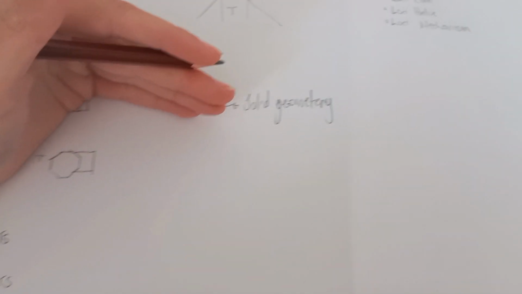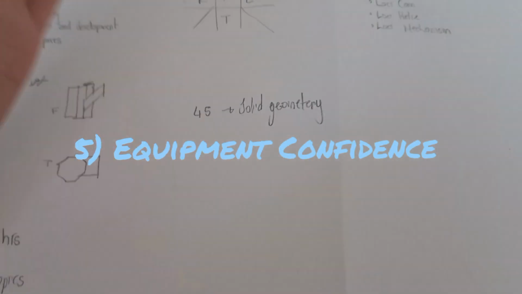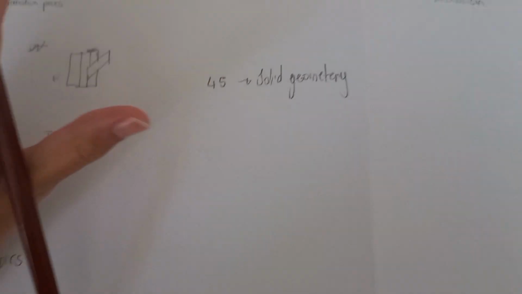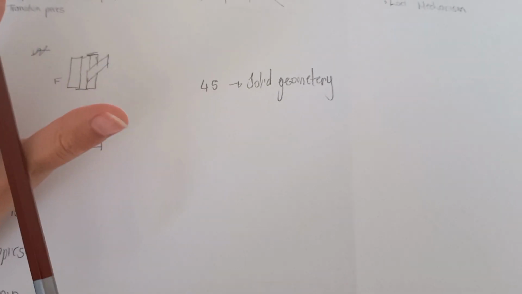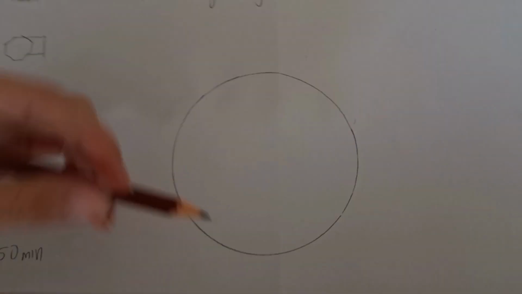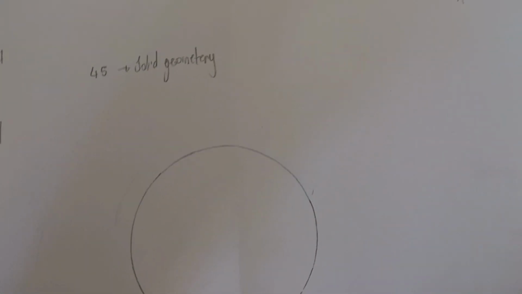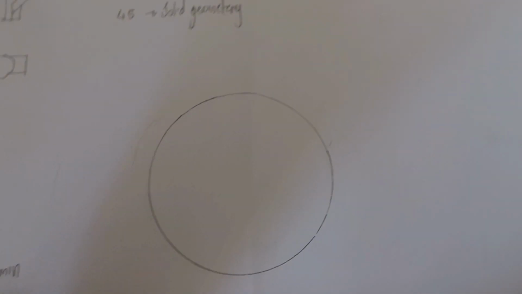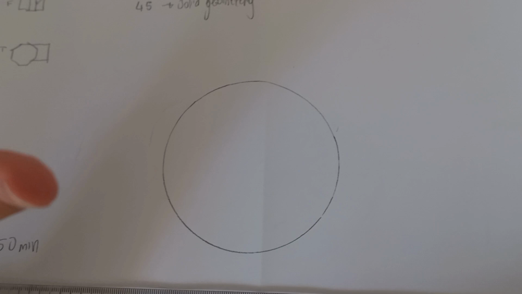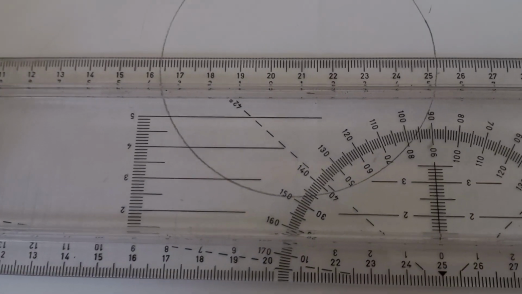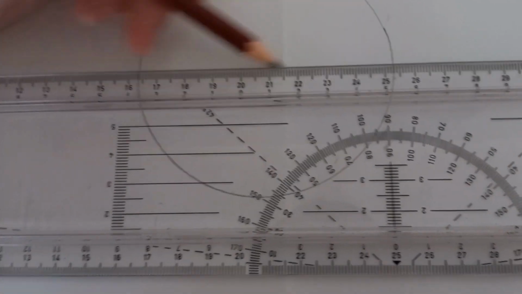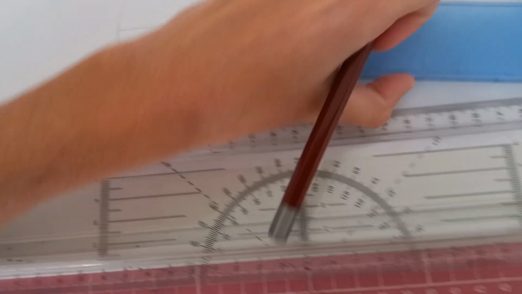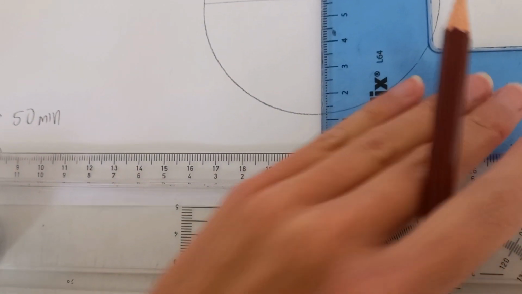Okay. The 5th step is equipment, confidence, and skills. So I just want to stop this video quickly and draw a circle so I can explain to you what I mean. Okay, so what I mean by equipment confidence is so many people take a really, really long time to draw certain things. Say you're sectioning a circle. We obviously know you have your middle bit and you have the vertical middle bits.